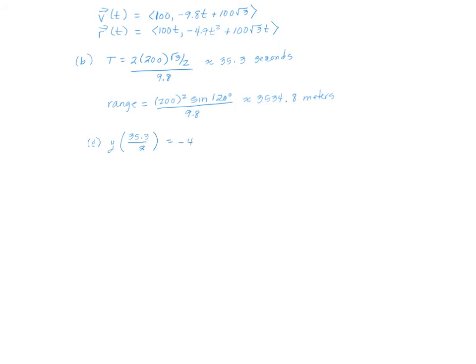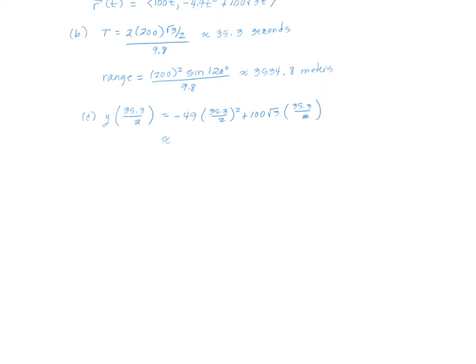That's going to give me negative 49 times 35.3 over 2 squared plus 100 square root of 3 times 35.3 over 2. And again, I'm just going to plug that into my calculator to get 1530.6 meters. So that would be the maximum height of this object.